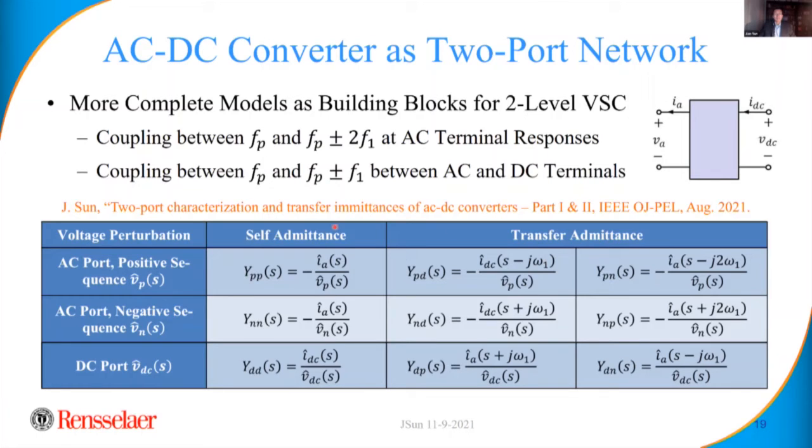So these 9 admittances provide the complete characterization of this converter. And 3 of these are redundant because of the relationship between positive and negative sequence. So effectively, you need 6 transfer functions to fully characterize a converter as a 2-port network. And the advantage of this 2-port network model is that it allows us to use the model as a building block at the system level, because converters are the building blocks at the power system level. So to model a power system, we also want the converter model to be used as a building block.